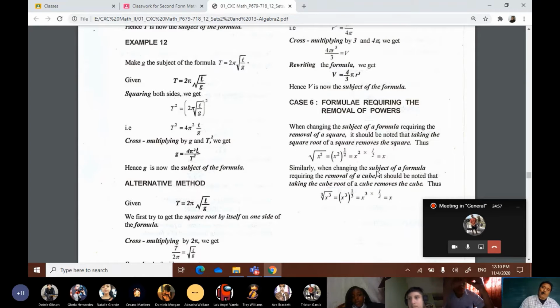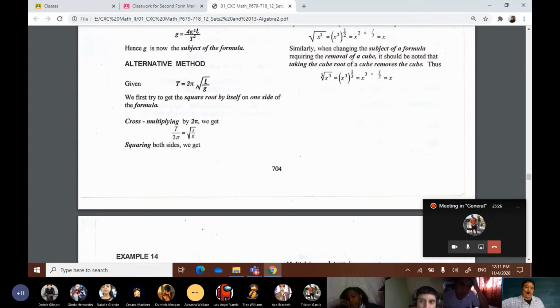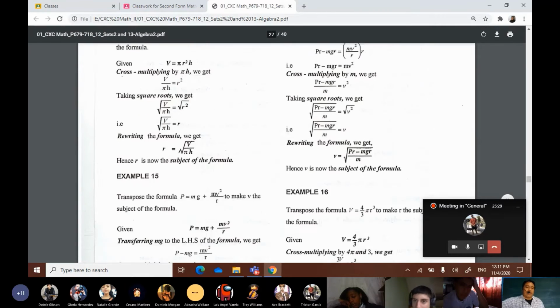Similarly, when changing the subject of the formula requiring the removal of a cube, it should be noted that taking the cube root of a cube removes the cube. Thus, the cube root of x cubed equals x to the third raised to the 1/3, which equals x to the third times 1/3. The 3's cancel, giving me x to the first, which is simply x. Let's look at an example of what they're talking about.